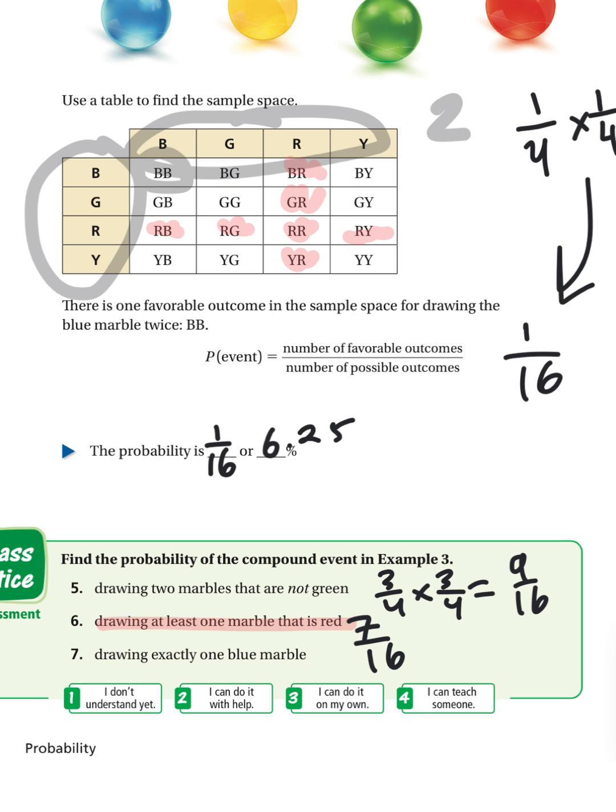Okay, drawing exactly 1 blue marble. So again, we're going to highlight our outcomes. These ones have exactly 1 blue. These ones have exactly 1 blue. I'm not counting the double blue because that would be 2 blue marbles. So this was 6 out of 16, which is also 3/8.